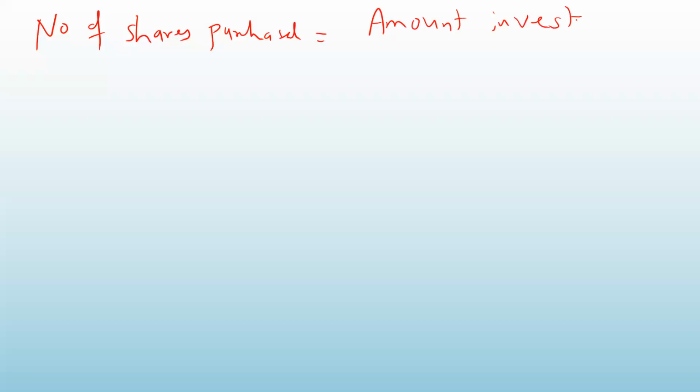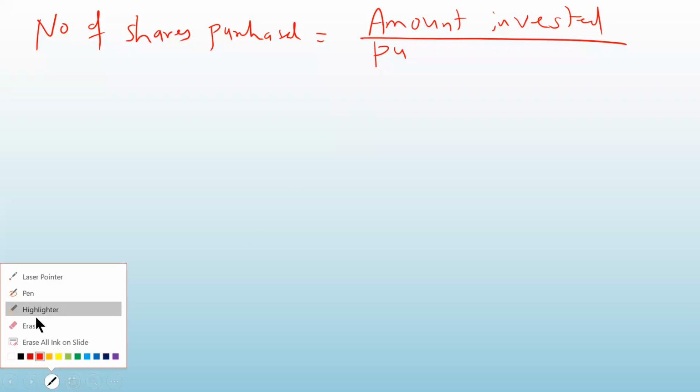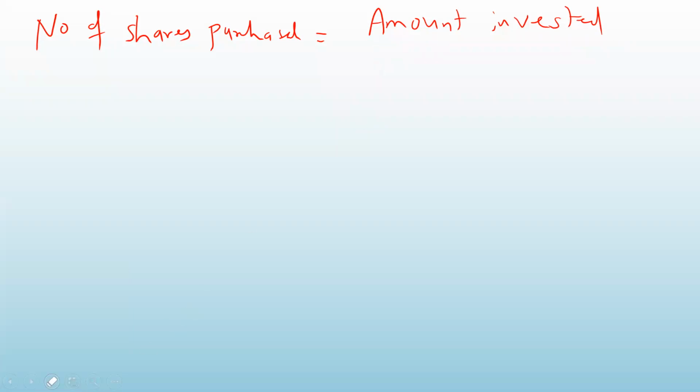How will you calculate the number of shares purchased? You know that the number of shares purchased is equal to the amount. When you purchase, you invest an amount, correct? So it is the amount invested divided by the purchase price of one share. But in this problem, the purchase price is the same as the market price. So I can very well write it as the market price. Amount invested divided by market price.